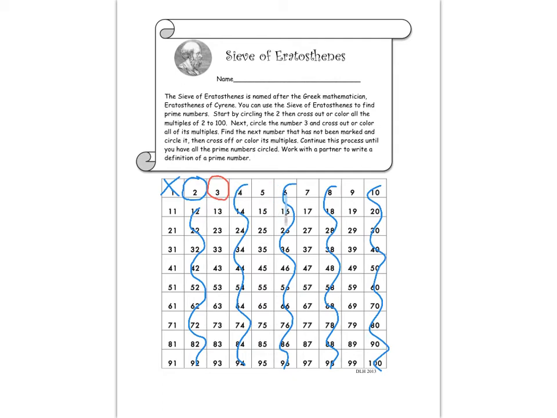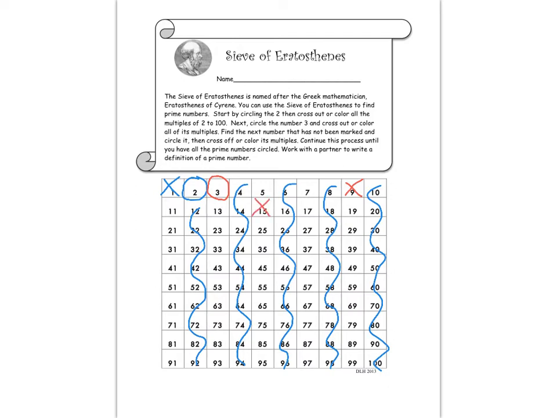6 is divisible by 3, but it's already crossed out. So then count 3 more. 1, 2, 3, and we come to 9. So 9 needs to be crossed out. So there's our first factor of 3 that hasn't been crossed out, and then they'll keep counting by 3s from here on out and cross out. So I'm going to be quiet and count by 3s.